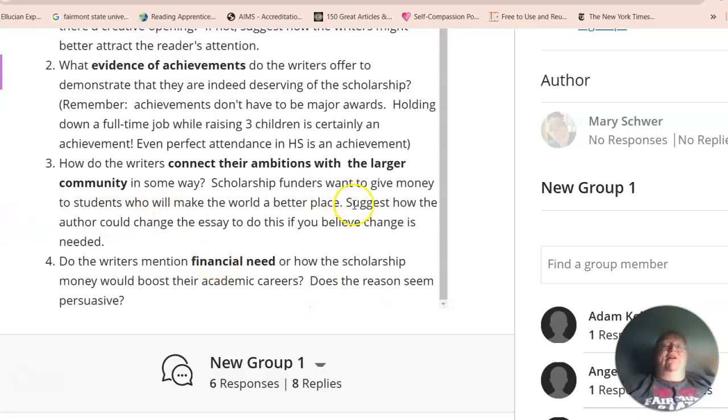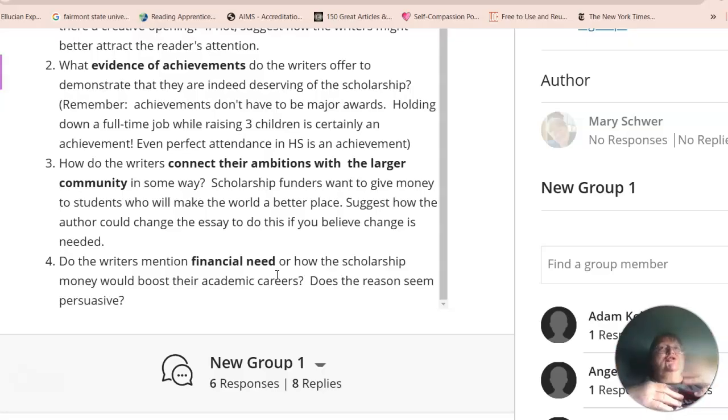How could you connect your ambition with the larger community? And then be honest about financial need. If your financial need is minimal and you're basically doing this scholarship application as a school project, you probably don't intend to turn it in, that's fine. You don't have to say a lot about financial need or anything about financial need. It's probably better not to mention financial need at all if your need is not significant.